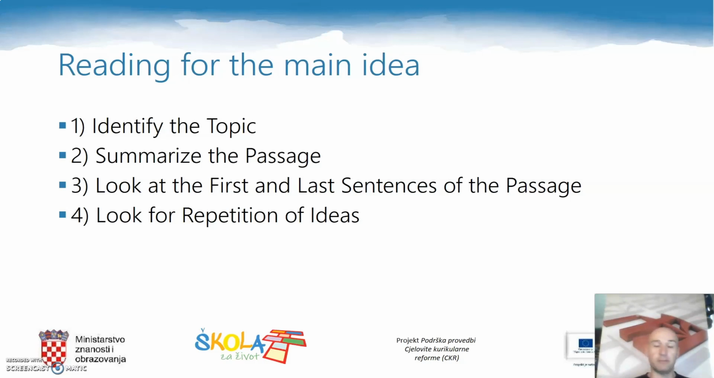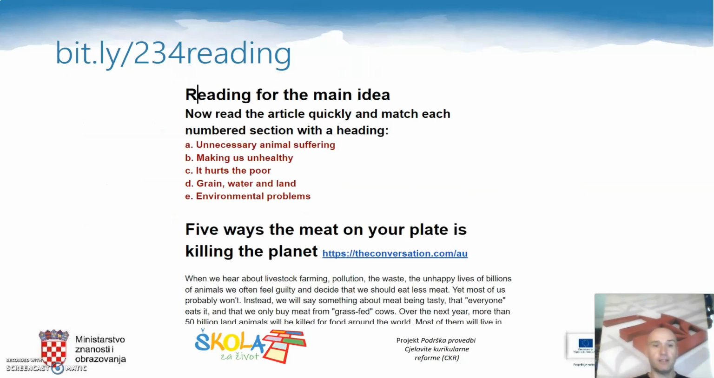Why do we read for the main idea? Usually if we have to add a title to the paragraph, and the title usually holds or is connected to the main idea. So the article we are going to read is called 5 Ways the Meat on Our Plate is Killing the Planet. Here you can see the link to the reading.